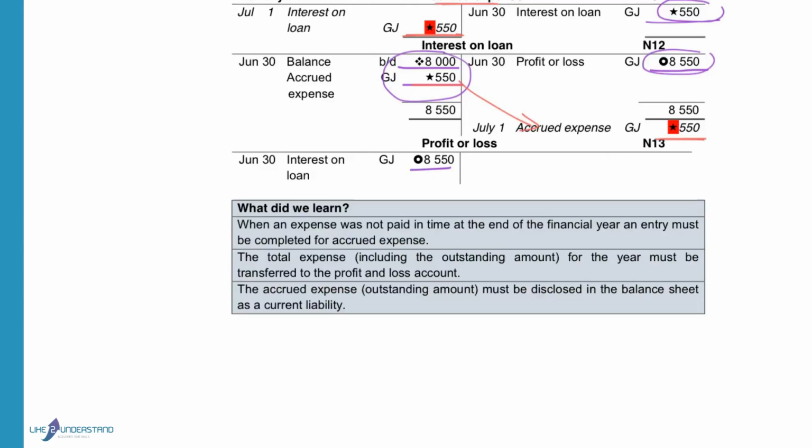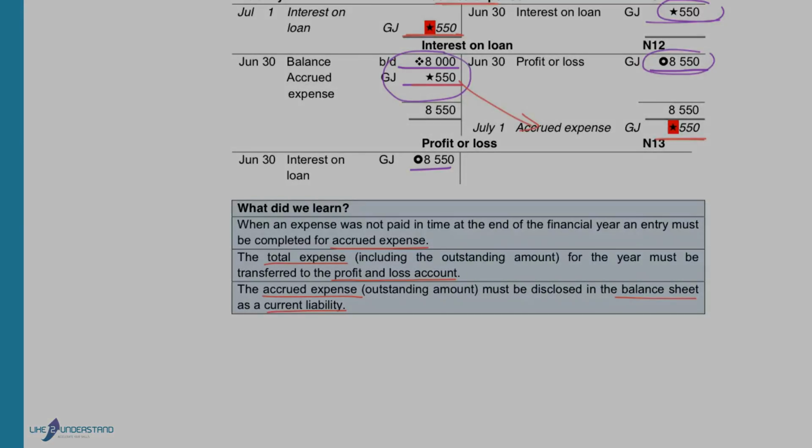What did we learn? When an expense was not paid in time at the end of the financial year, an entry must be completed for this accrued expense. So the expense account will be debited and the liability accrued expense will be credited. This total expense, after you completed the adjustment for the amount that must still be paid, will be transferred to the profit and loss account. The accrued expense, the outstanding amount, must be disclosed in the balance sheet as a current liability, because it's an amount that the business still has to pay at the end of the year for the current financial year.